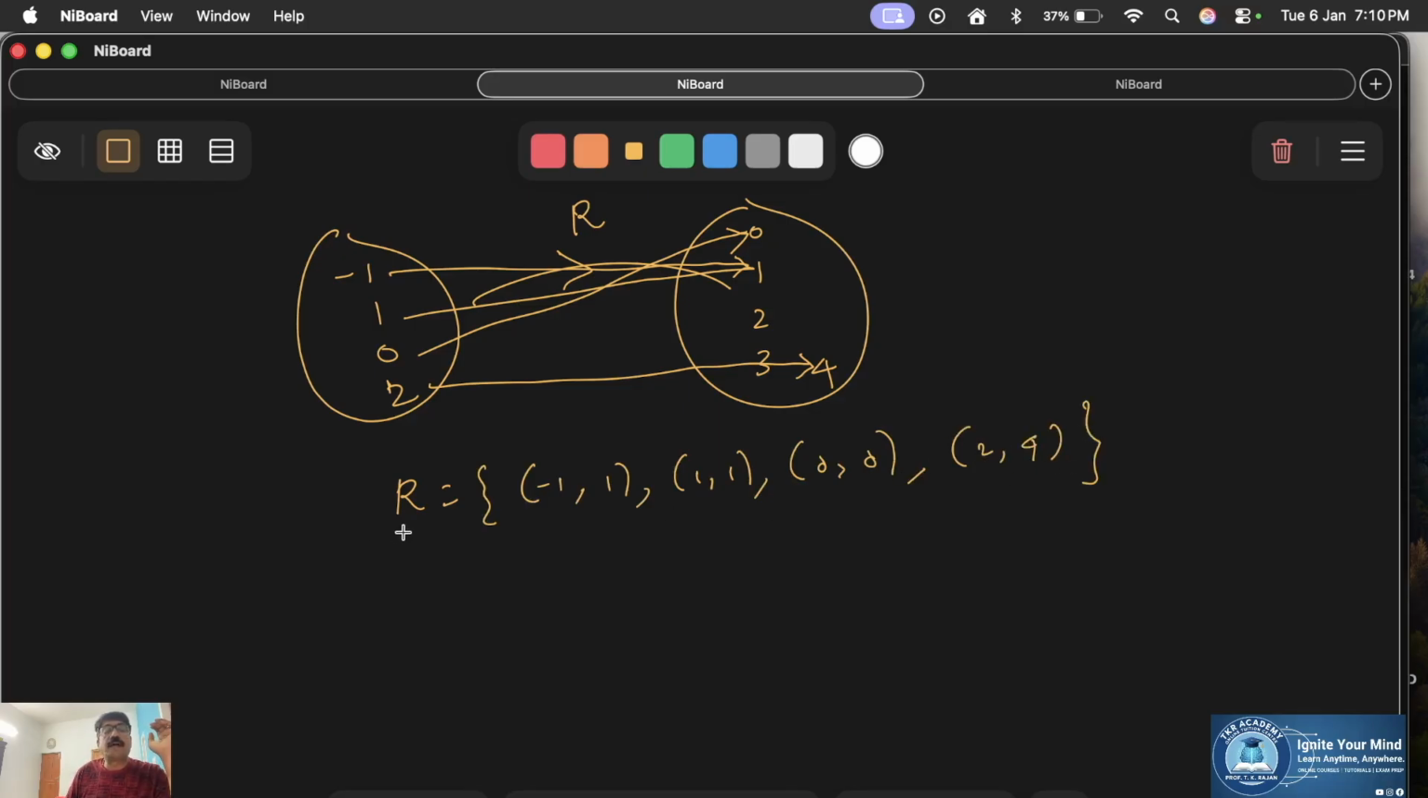Now is this R a relation, a function? Let us see. Here every element minus 1, 1, 0, 2 has an image, because minus 1 has an image 1. 1 also has the same image 1, that is allowed. 0 has image 0, 2 has image 4. Therefore this R is a function.